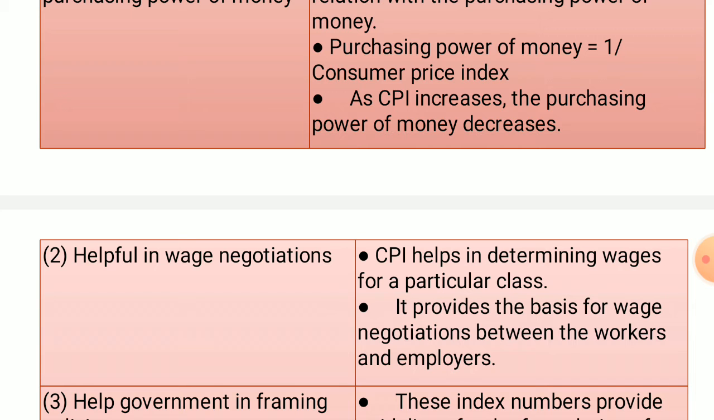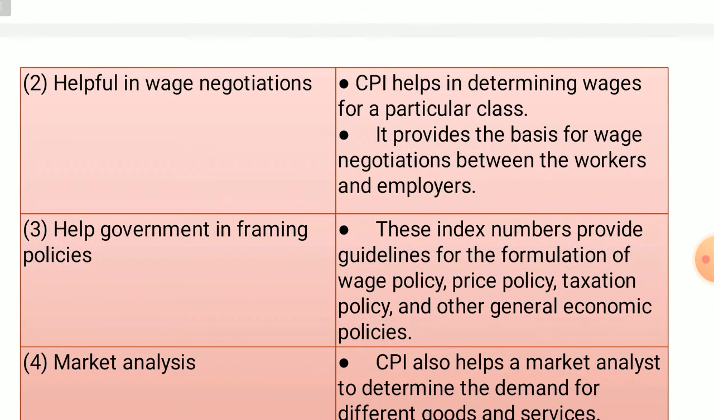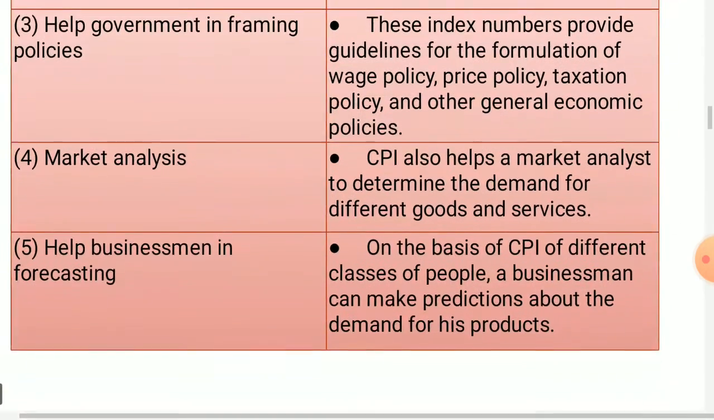This is another important aspect of index numbers, and it helps the government in framing the policies. This is another major important aspect in which index numbers provide the guidelines for the formulation of wage policy, price policy, taxation policy, and other general economic policies and market analysis.